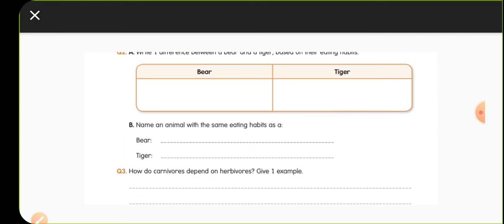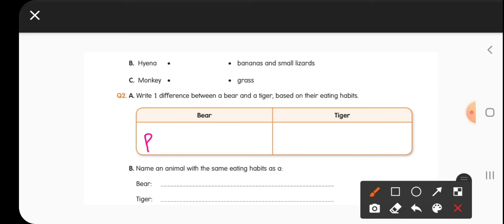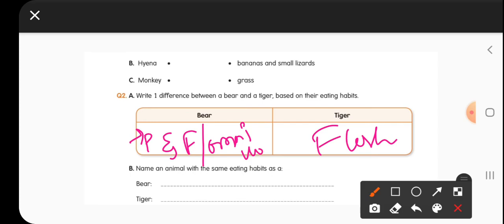In the second question, write one difference between a bear and a tiger based on their eating habits. A bear is an animal which eats both plants and flesh as its food material, whereas a tiger truly eats flesh only as a food material. That means the bear is an omnivorous animal, whereas the tiger is a carnivorous animal.